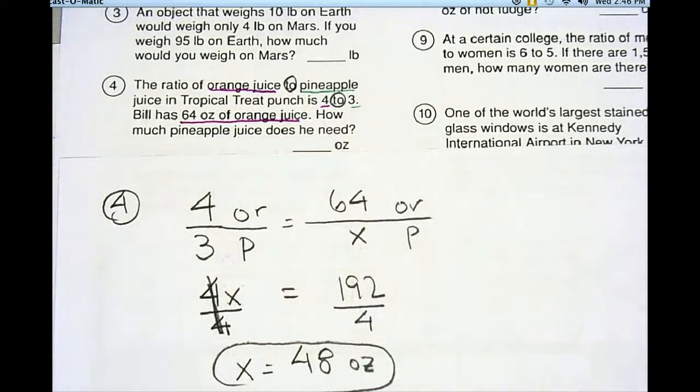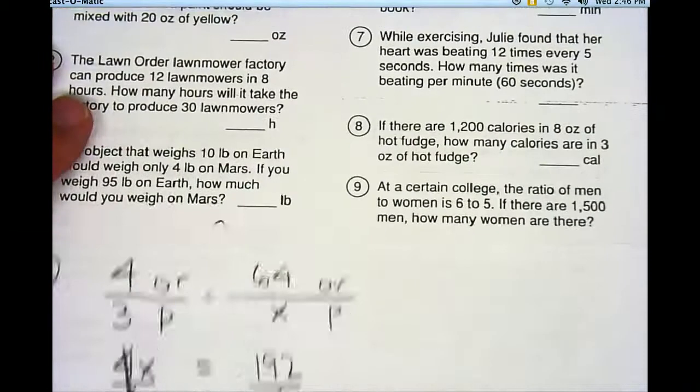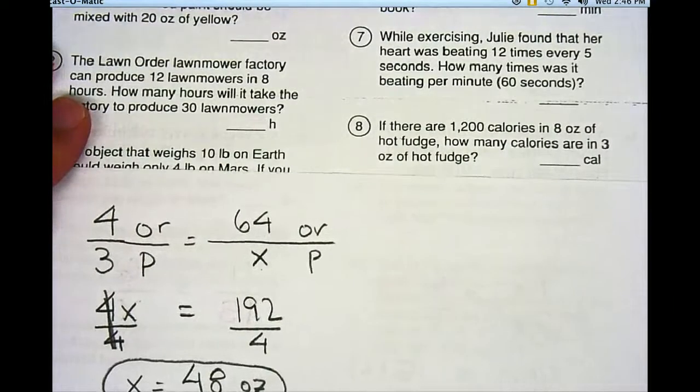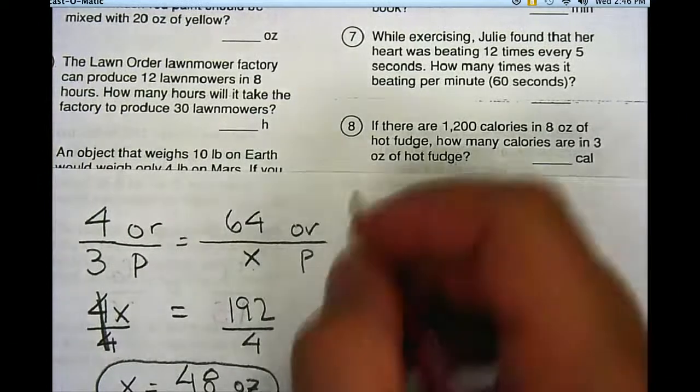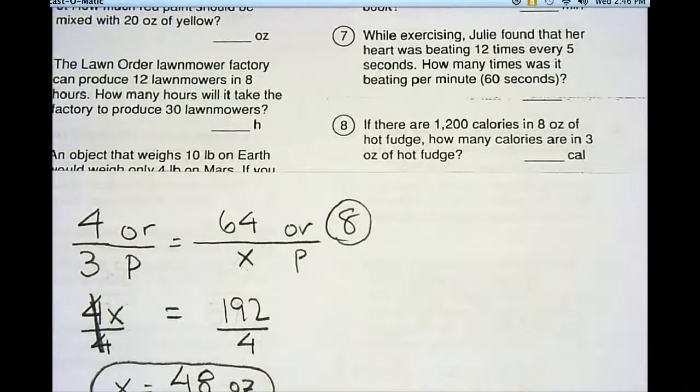Okay, let's try another one. Let's see here. We'll try number 8. That looks kind of fun. So again, I just do the exact same thing. I read the problem out, and after I get my first ratio, I write it and label it down. Then I put an equal sign down, and I try and draw the proportions. So let's read this one.